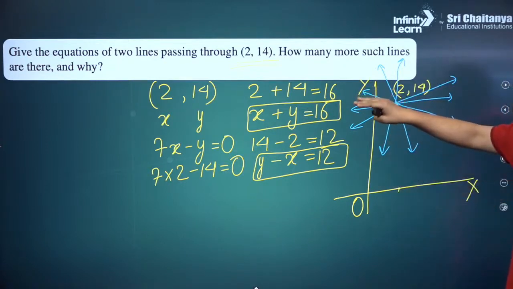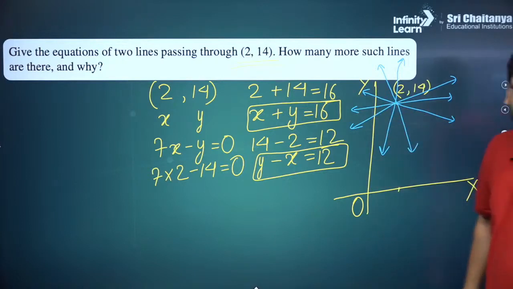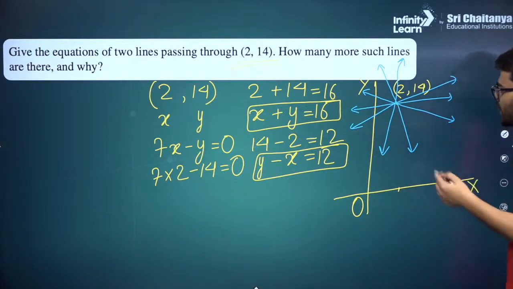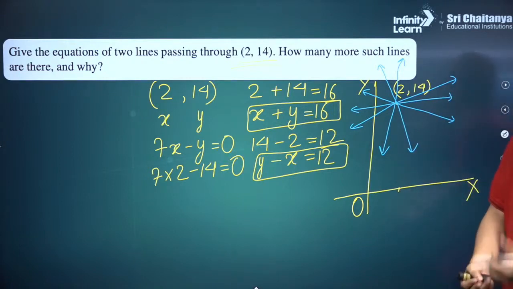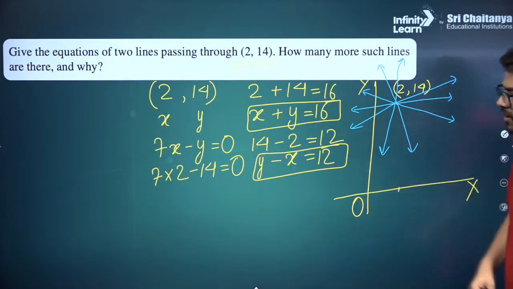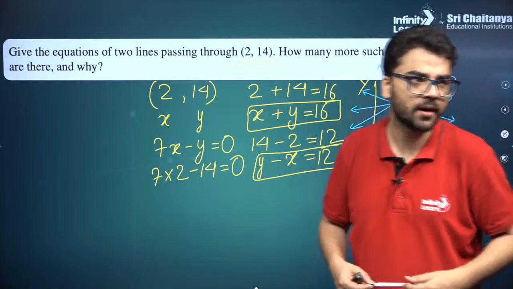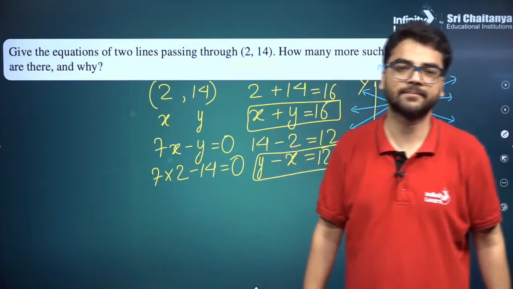I am saying the same thing. Or you can say 2, 14 will lie on the graph of infinite number of linear equations in two variables. Is this concept clear to every student in this session? Confirm that in the chat, guys.